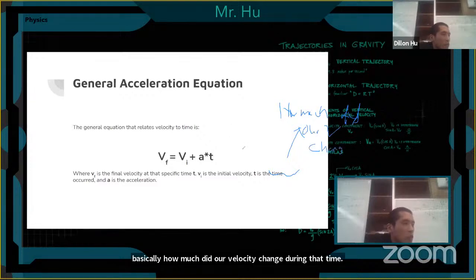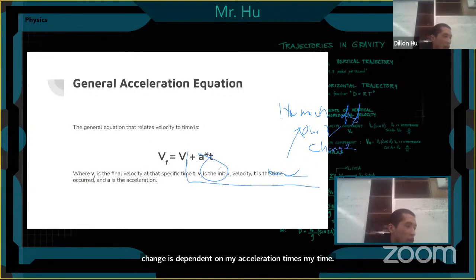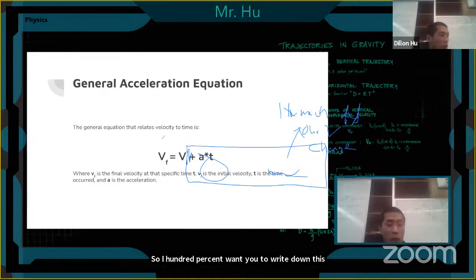Right. So if I want to know what my final velocity is, I need to know what my initial velocity is plus how much my velocity changed. And how much my velocity changes is dependent on my acceleration times my time. So I 100% want you to write down this equation. We will be using it next week. If you don't write it down, you might forget it, and we're going to be using this equation a lot. So make sure you don't forget it.